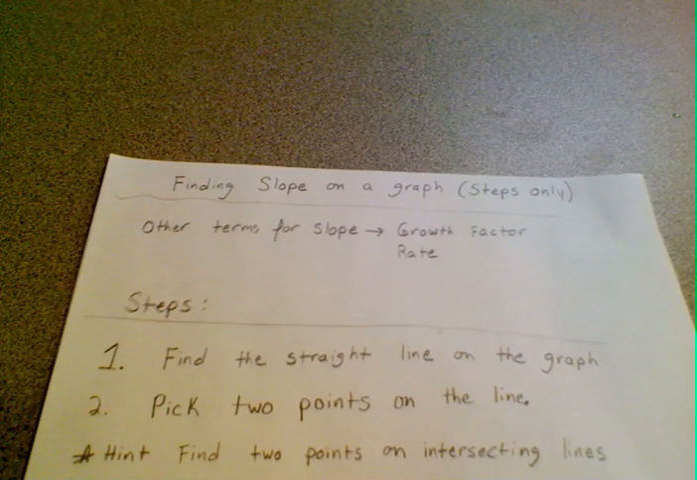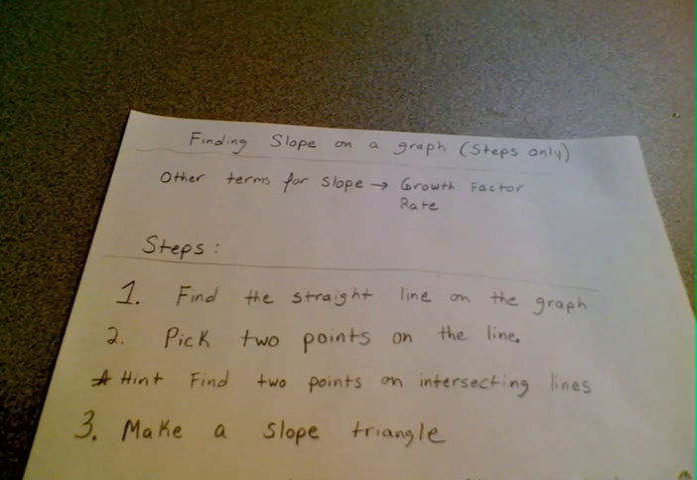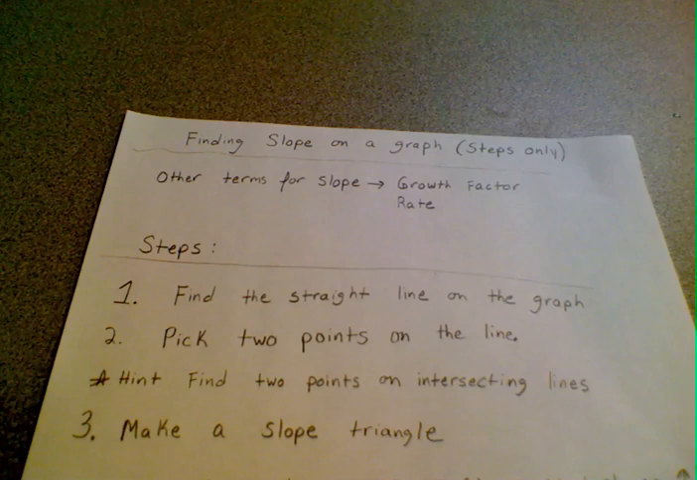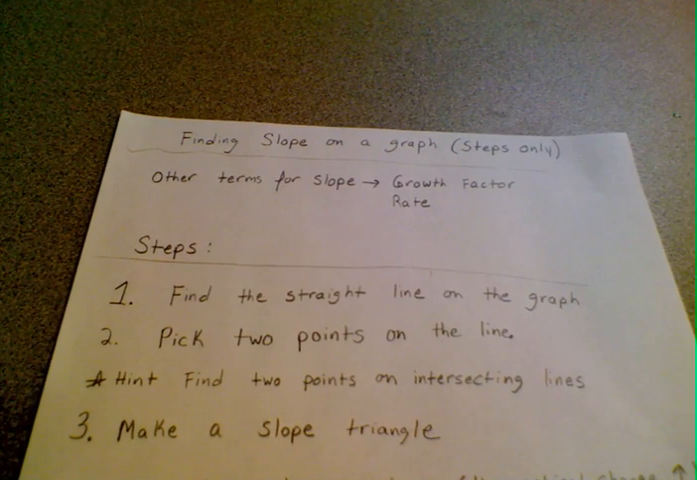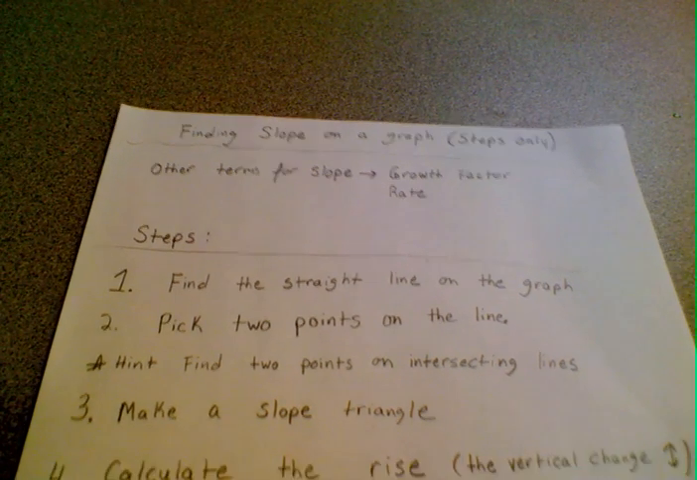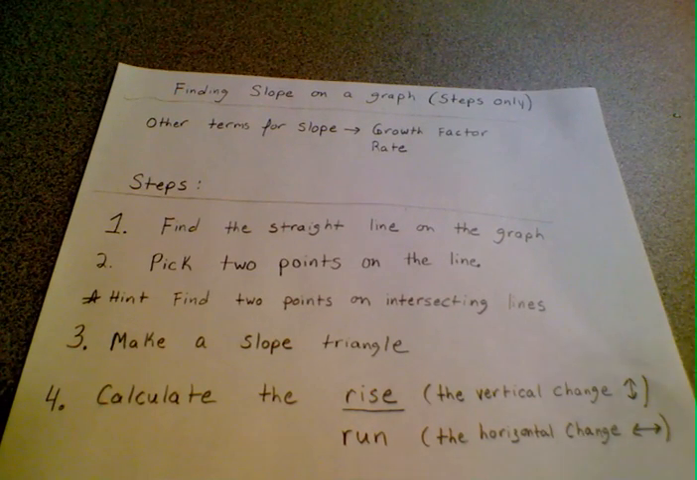Along with step two, we want to find 2 points on intersecting lines. Again, we'll show you what that looks like in a little bit. Step three, make a slope triangle. Again, we want you to make the shape of a triangle, and we'll show you everything in an example. We just want you to get this written down. Step four, this is how you find slope on a graph when you're ready to calculate it.